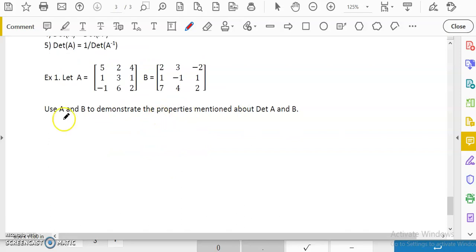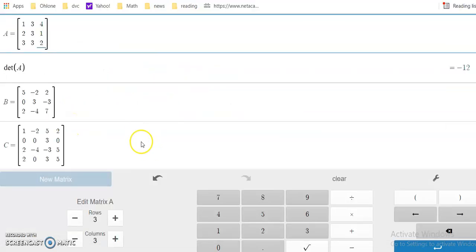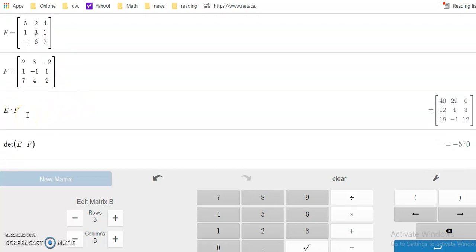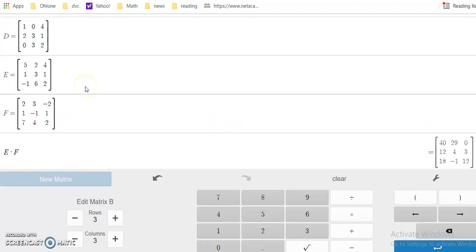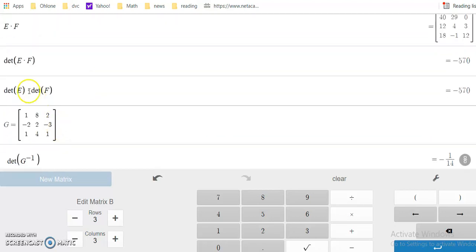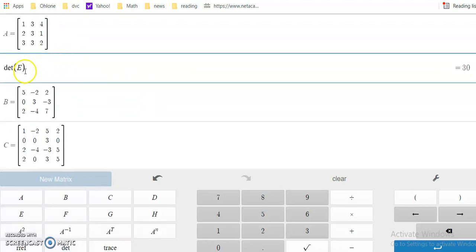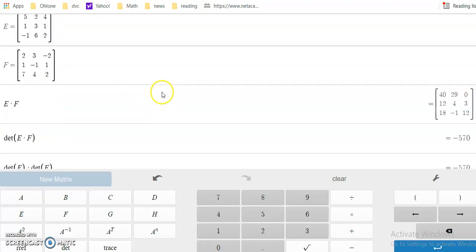So let's get ourselves familiarized with this. We accept them, but we'll just show that it works. So maybe I'll pause a little bit and enter the 2 matrices in my calculator. Okay, I have entered my matrices. I call them E and F in the calculator, and I did E times F, and the determinant of E times F is negative 570. But what is the determinant of E times the determinant of F? The determinant of E is 30, and the determinant of F is negative 19. And so when they multiply, it's negative 570.